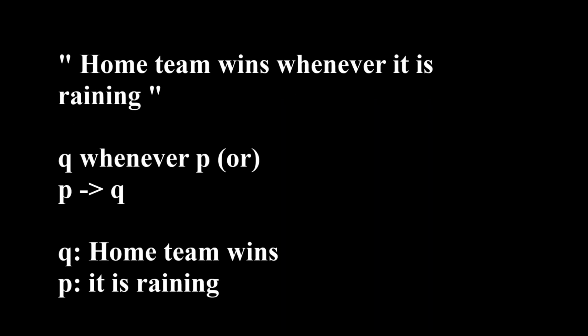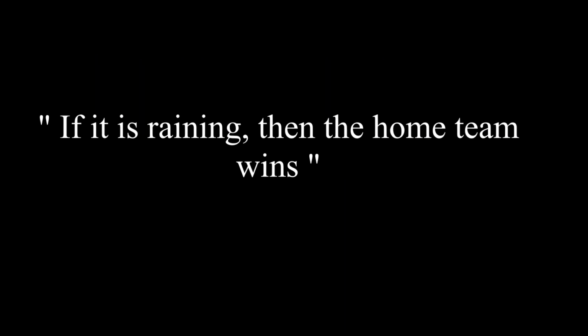Let's do it. If you see, it is of the form Q whenever P, where Q represents the home team winning. P represents the statement it is raining. So Q whenever P is one of the ways to express the conditional statement P implies Q. We already know this fact from our previous lecture. Now, the original statement can be rewritten as if it is raining, then the home team wins.